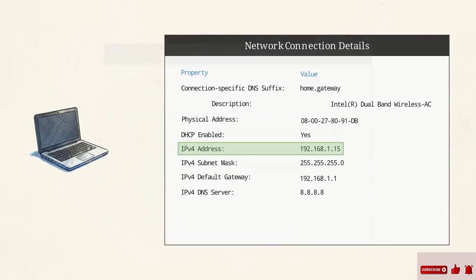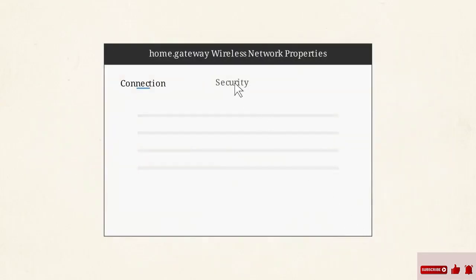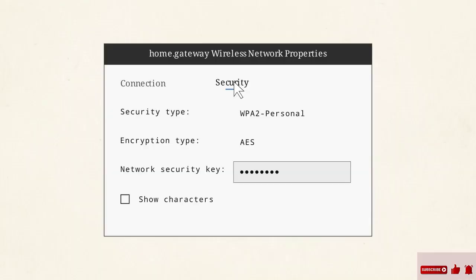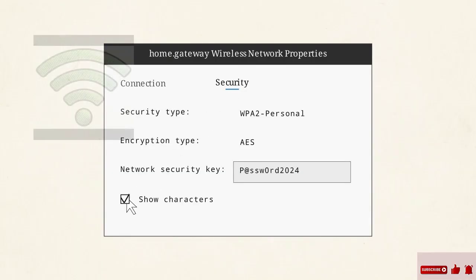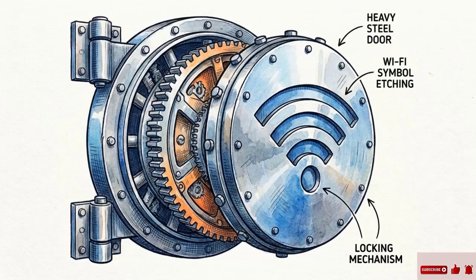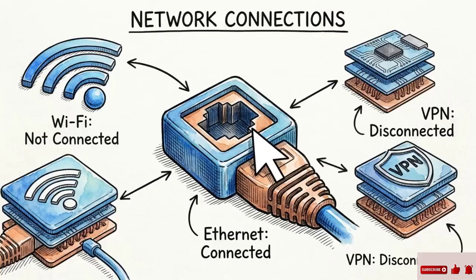Now close the Details window, click Wireless Properties, and select the Security tab. Clicking the Show Characters box reveals the plain text security key for your active network. The Windows graphical interface makes it easy to monitor your connection health, while also serving as a secure vault for your localized network credentials. Close those wireless windows and return your attention to the main network connection screen.